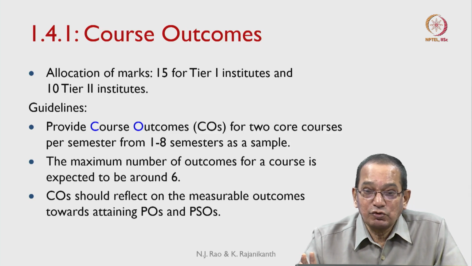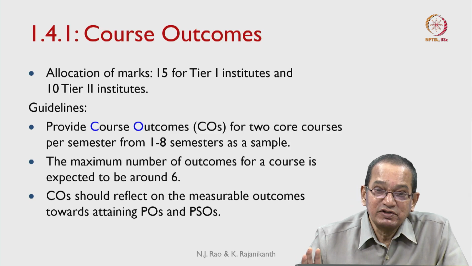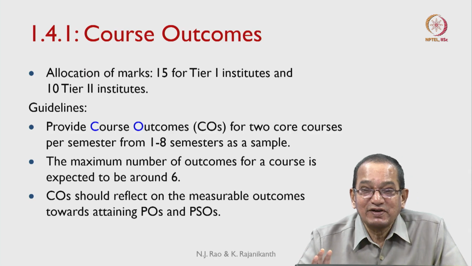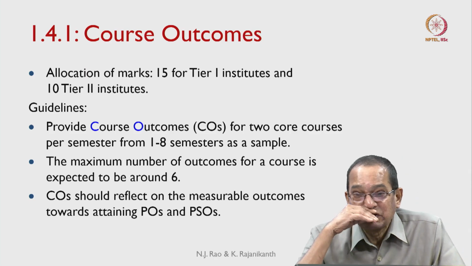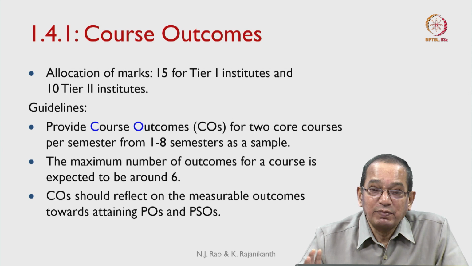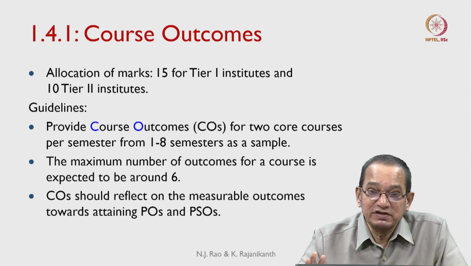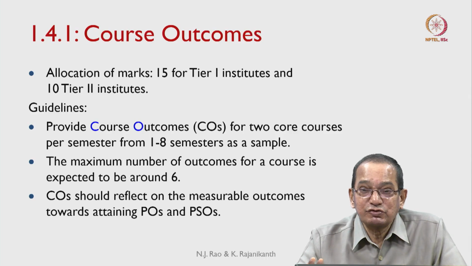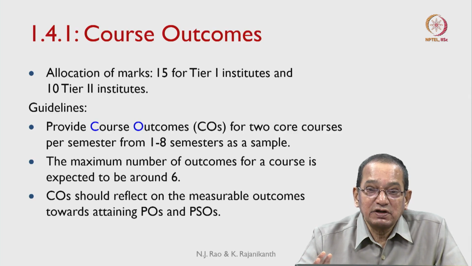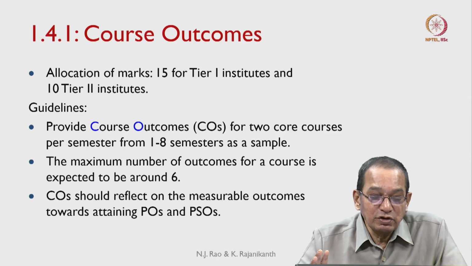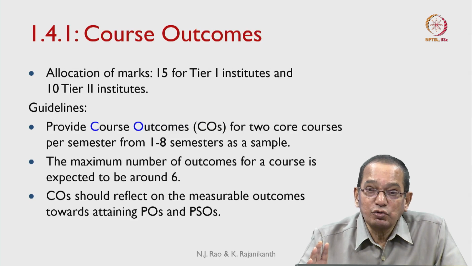That means 16 core courses, you show them as samples. It is not that we do this only for these courses, we have to do these course outcomes for every single course, but they must be available also as records for the committee to examine. Whichever course they wish to see, they can have a look at it. But as a part of SAR, include the course outcomes for 2 core courses per semester as samples.